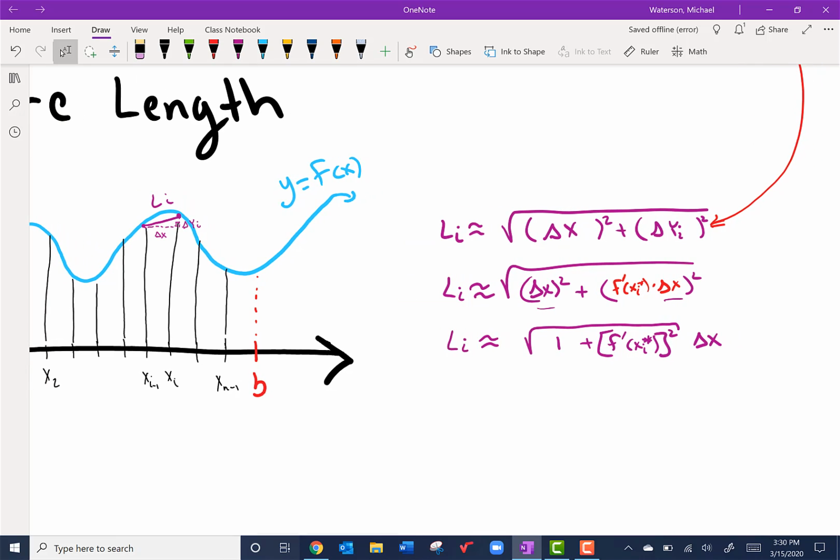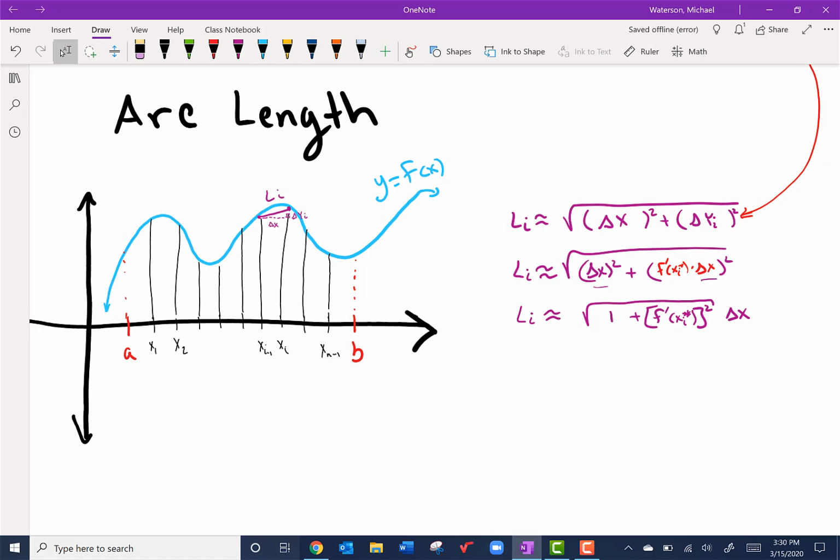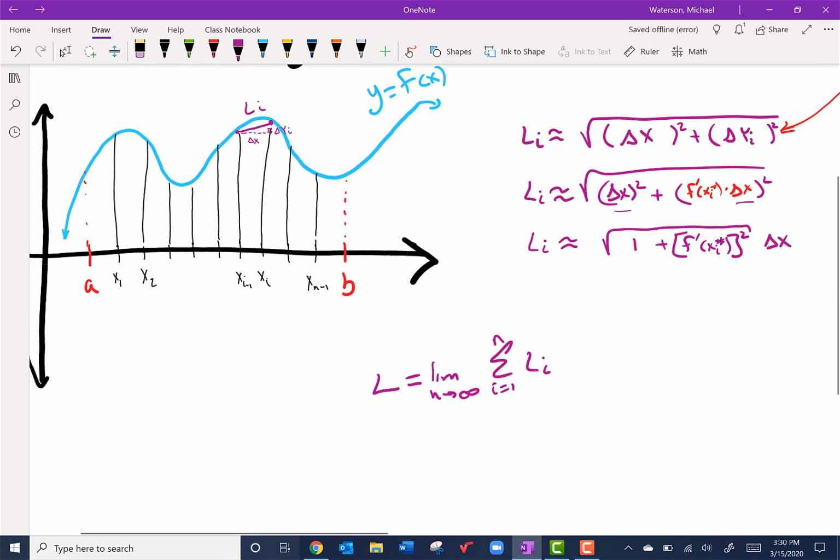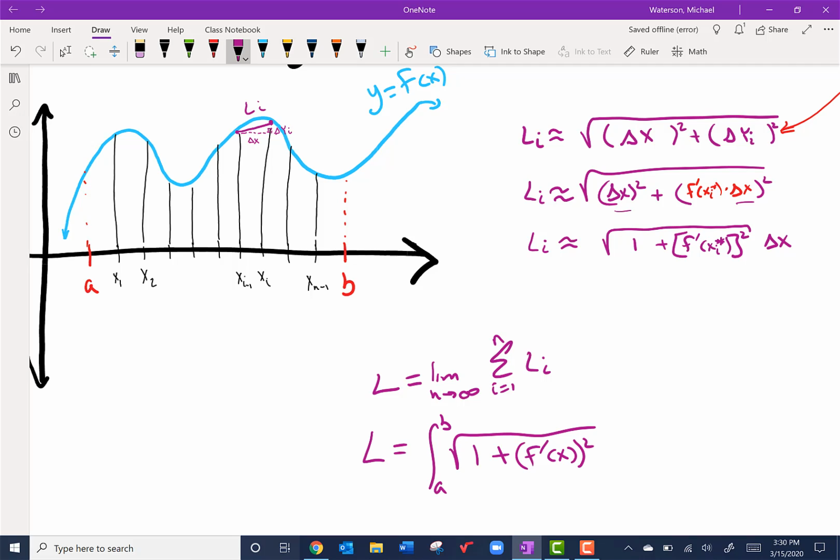And pretty handy. Now, if we want to go through and actually determine the entire length, well, let's call this L. L is going to be equal to, well, I believe that's the limit as n tends towards infinity of the sum from i equals 1 up to n of all of those little L sub i's that we just figured out. Well, we've seen this before. This is going to give us our arc length on an interval from a to b, so we're going to integrate the square root of 1 plus f prime of x all squared dx. There it is, our arc length.